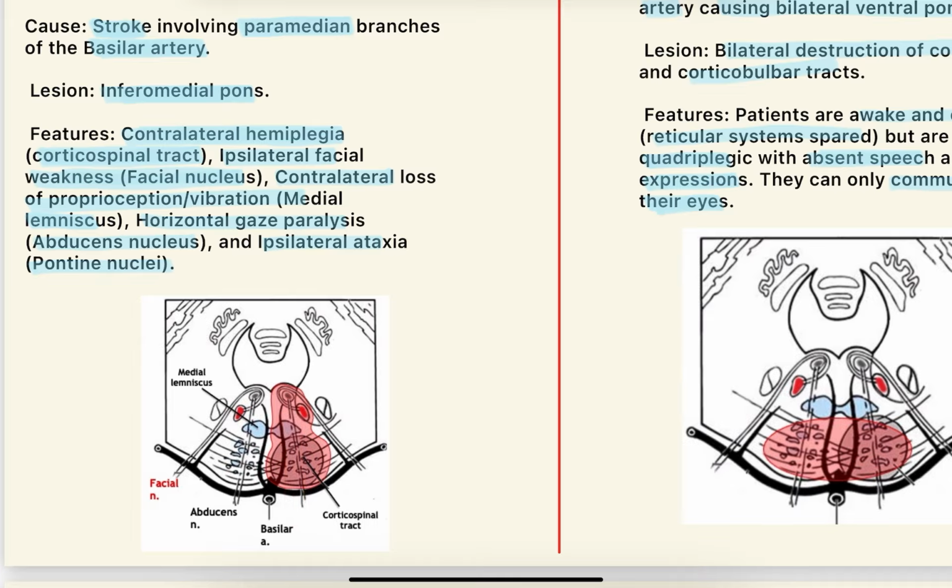And because of the medial lemnisci, this is the medial lemnisci, it will be contralateral loss of proprioception and vibration. And because of the abducens nuclei, this abducens nuclei right here, I will have impaired horizontal gaze. And because of the pontine nuclei, I will have ataxia. Okay, ipsilateral ataxia. So it all makes sense once you know the structures that are here.